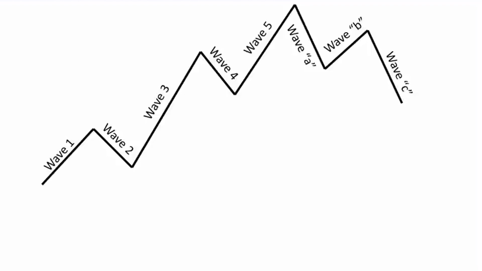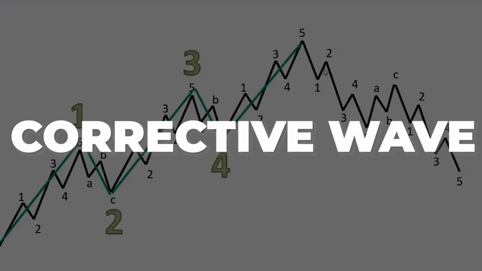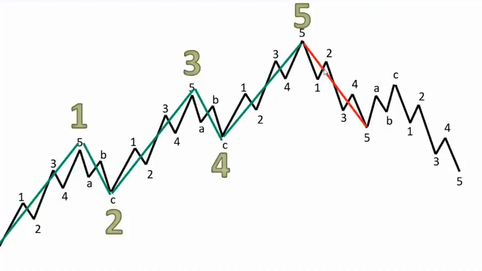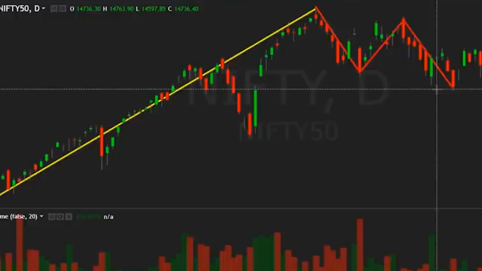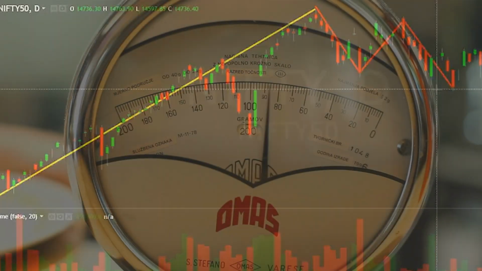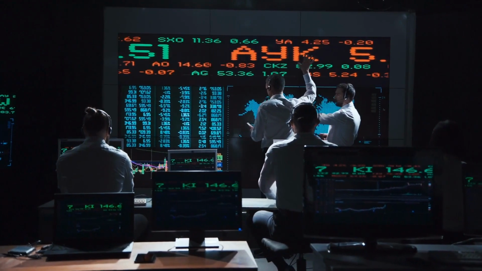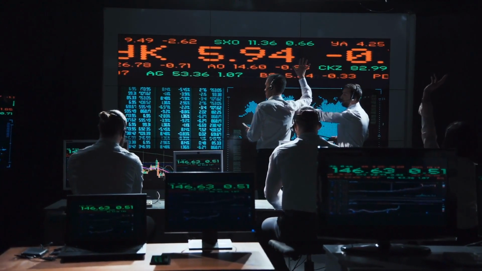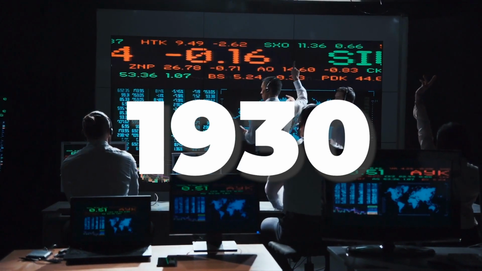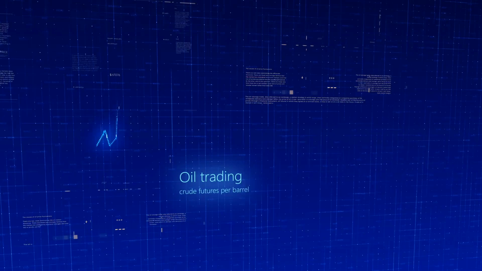An impulse wave, which net travels in the same direction as the larger trend, always shows 5 waves in its pattern. A corrective wave, on the other hand, net travels in the opposite direction of the main trend. On a smaller scale, 5 waves can again be found within each of the impulsive waves. The pattern repeats itself at ever smaller scales. Elliott uncovered this fractal structure in financial markets in the 1930s, but only decades later would scientists recognize fractals and demonstrate them mathematically.